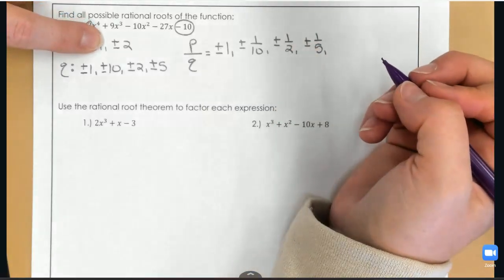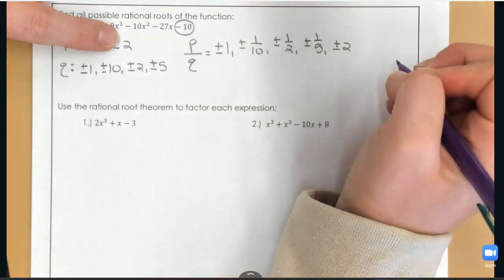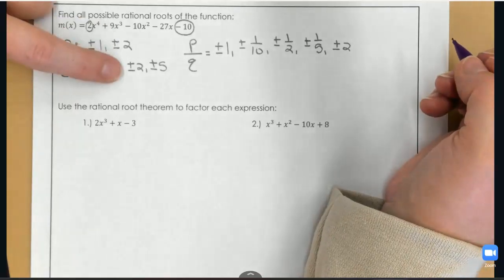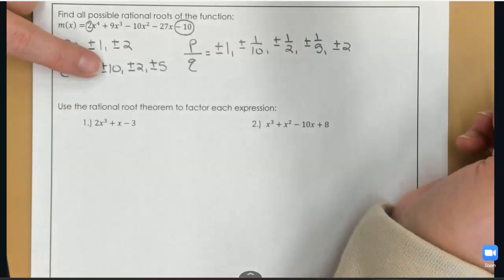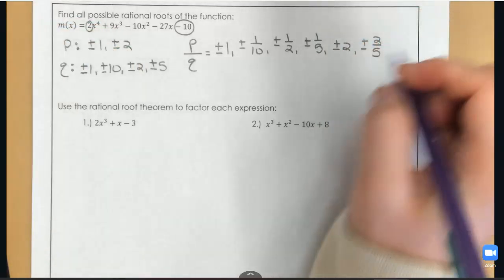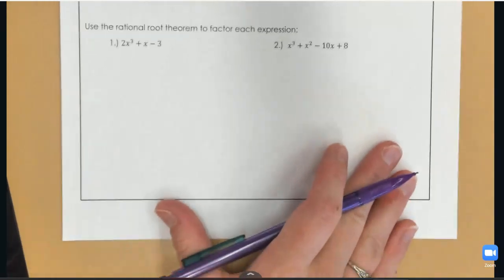Then if I use 2 for p instead, I could have 2 over 1, which is just 2. I could have 2 over 10, which is 1/5, which I already have. I could have 2 over 2, which is 1, which I also already have. And then I could have 2 over 5, which is 2/5. So those are all of my possible roots. We would then go on to test them, which is what we will do on the next 2 examples.